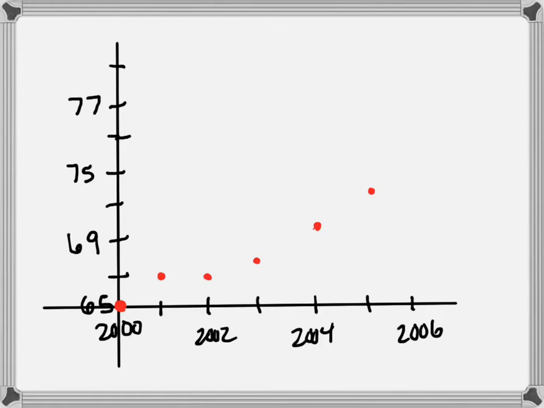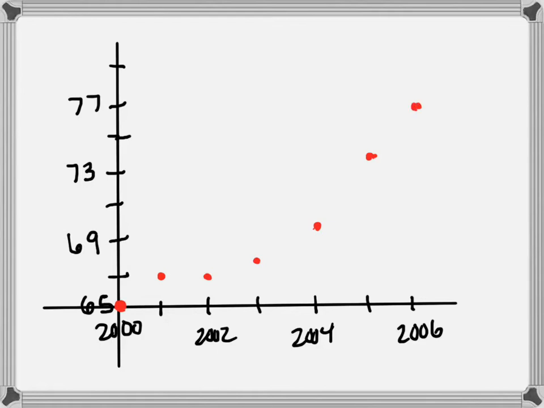I think I skipped one on my axes when I labeled mine. I did. Sorry, this is 73. No, did I not? Oh, I just labeled 75 instead of 73. That's what I did. Okay, good. So 74 in 2005, and then 77 in 2008, or 2006, the last one.